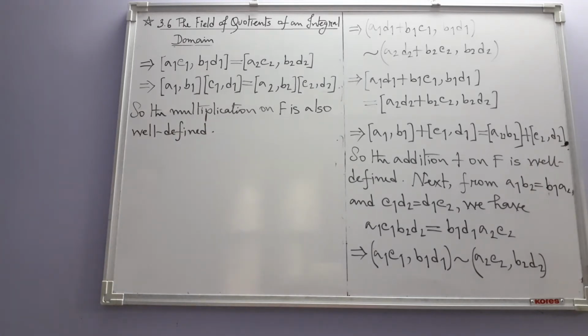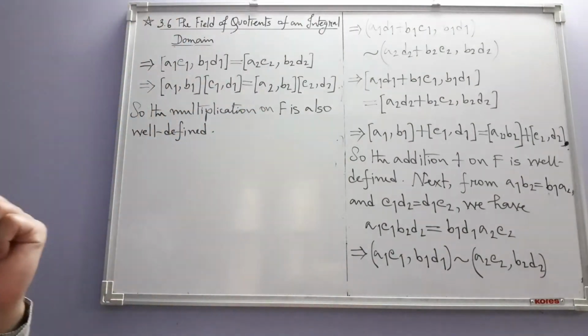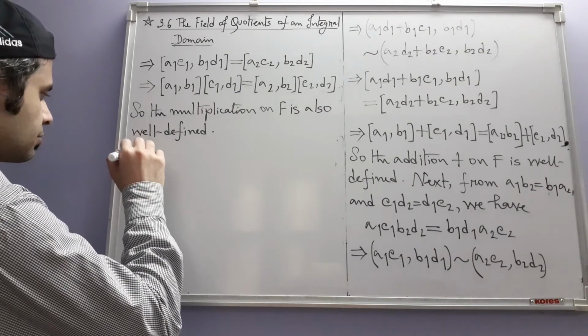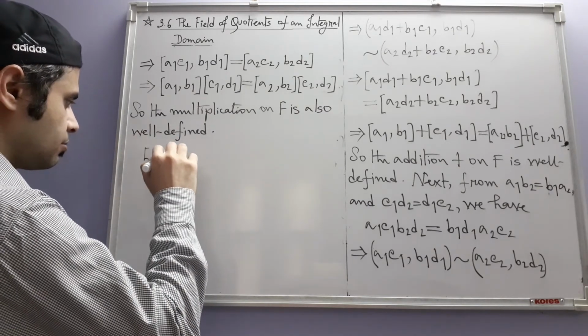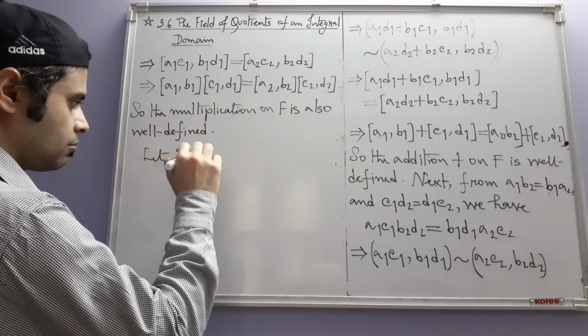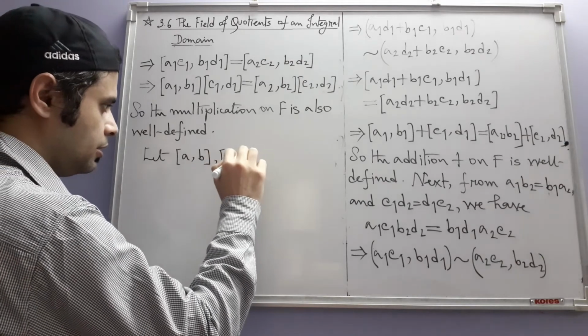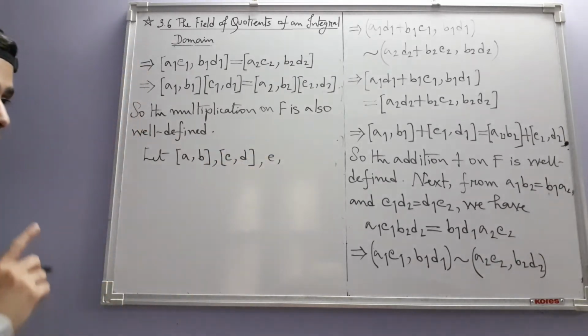Now we will verify the properties or the axioms that will tell us that with respect to these two operations F is a field. Okay, so let us go one by one. Okay, let a, b, c, d, e, f. Oh, by the way, I forgot to mention one thing.